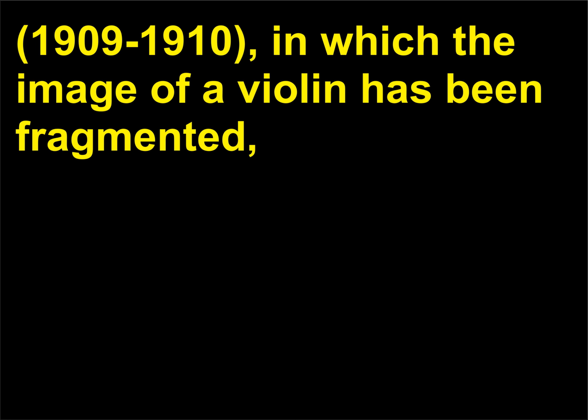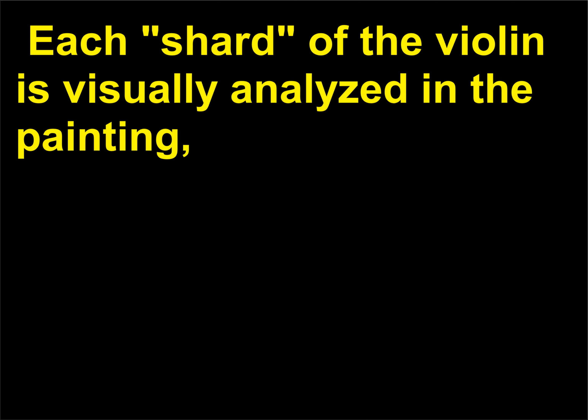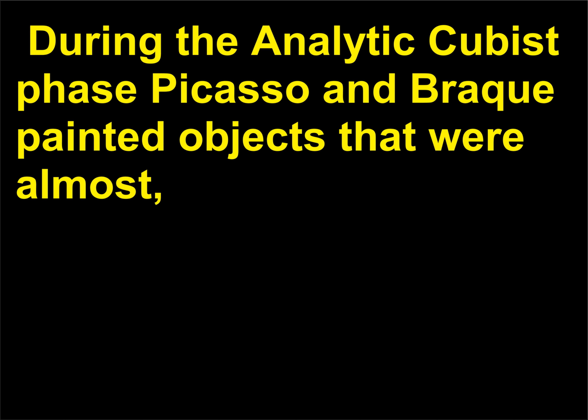1909–1910, in which the image of a violin has been fragmented, as if the violin was made of shattered glass that has been swept up into a pile of crystal-like shards. Each shard of the violin is visually analyzed in the painting, allowing the viewer to contemplate the physical characteristics of the instrument in a new way. During the analytic cubist phase, Picasso and Braque painted objects that were almost, but not completely, dissolved into abstraction.